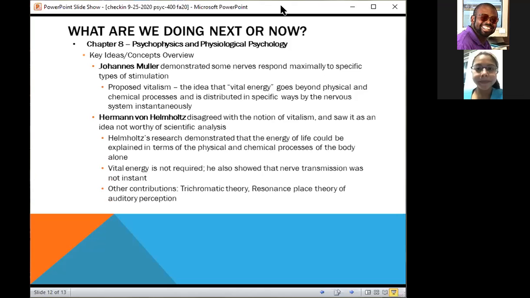We have Johannes Mueller, who did demonstrate that some nerves respond maximally to specific types of stimulation. So he was able to demonstrate that we have specialized nerves or receptors that are designed to pick up on certain types of stimuli. All right. And so that makes perfect sense.